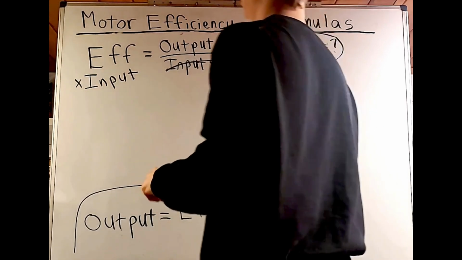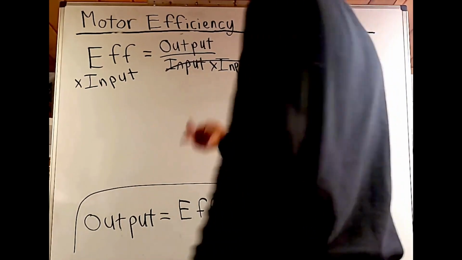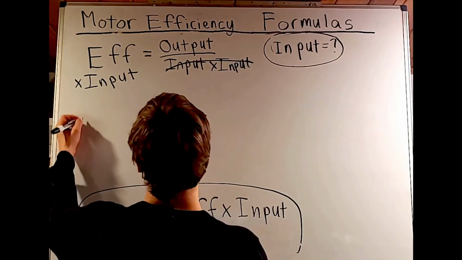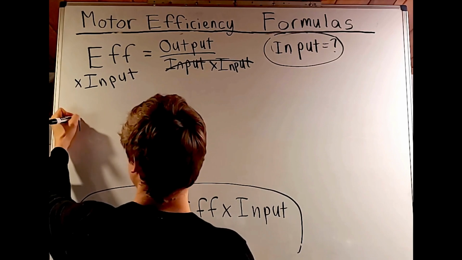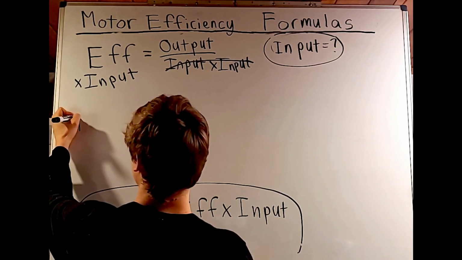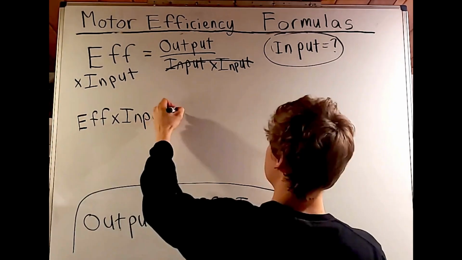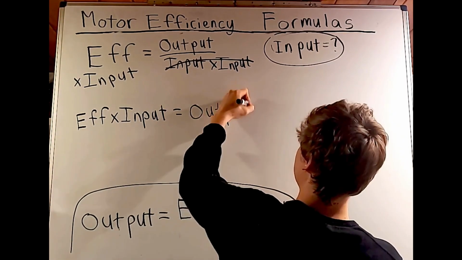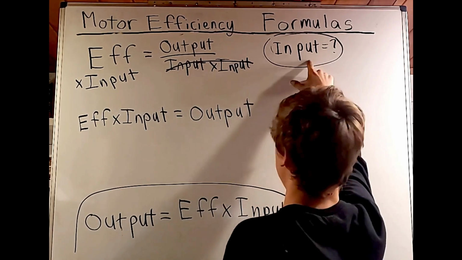Now this might seem kind of weird because we're trying to isolate input, and that's what we're moving. But that's the only choice that we have. And it's a very common thing when you're going to be transposing these formulas. You're going to do this a lot. So we're going to have the efficiency now times input. That's going to equal the output. Okay, so we already figured out the output.